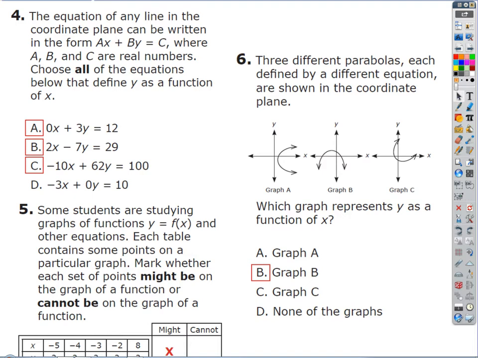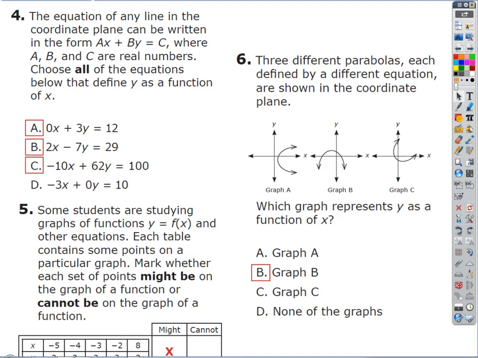The equation of any line can be written in the form ax plus by equals c. Okay, we know that. A, b, and c are all real numbers. Choose all of the equations below that define y as a function of x. You just have to remember, what is the definition of a function? There's two ways you can think about it. Graphically, it has to pass what test? Vertical line test. And what is the fundamental definition? For every value of x, there's one value of y. For every input, there's exactly one output, right?